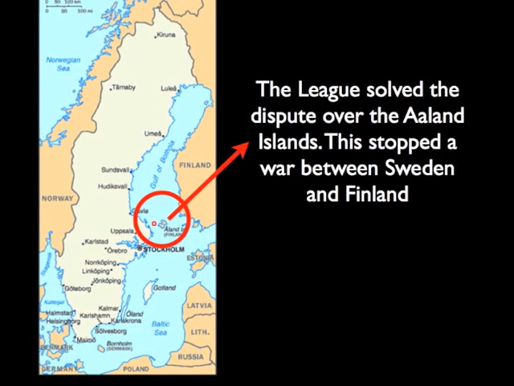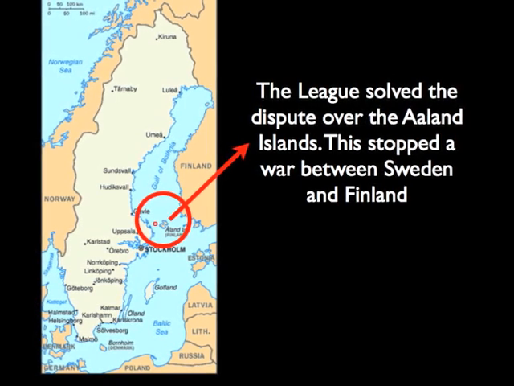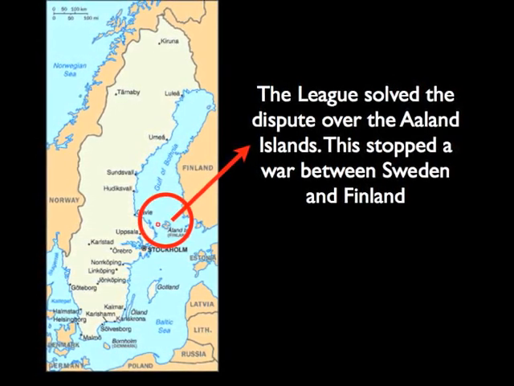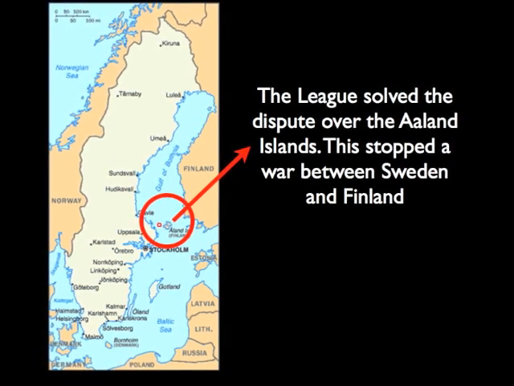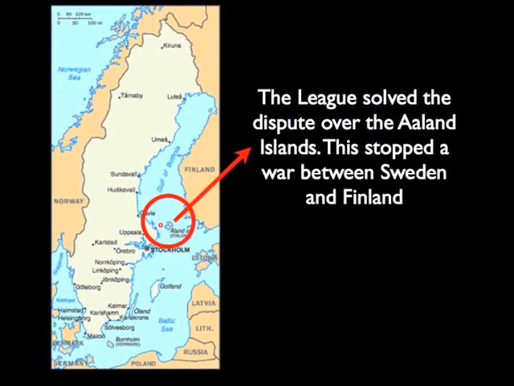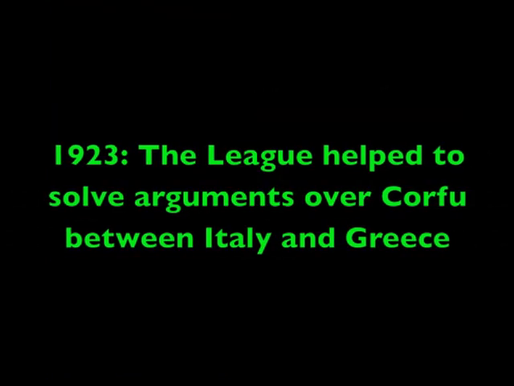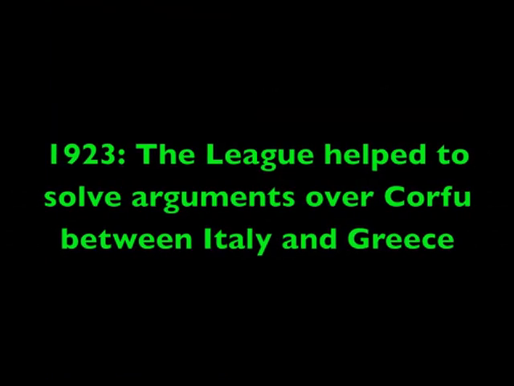It was also successful in solving problems before they turned into wars. An example was the Åland Islands dispute between Sweden and Finland. The League brought the countries together and solved the problem. Another example was in 1923, when Italy and Greece nearly went to war over the island of Corfu.